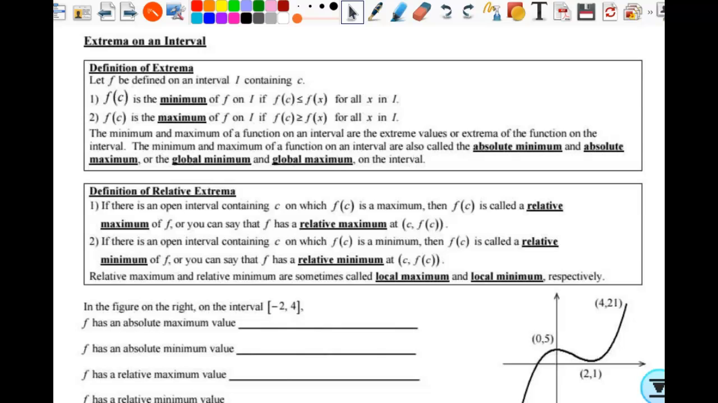Okay, so definition of extrema. They are extreme values, right? So this says, let f, that's our function, be defined on an interval, that's a capital I, containing c. So c means that is the x value. Okay, because we got to make sure that we understand what the heck we're talking about and what the heck we're looking at. So if c is the x value, f of c is the what? Y value.